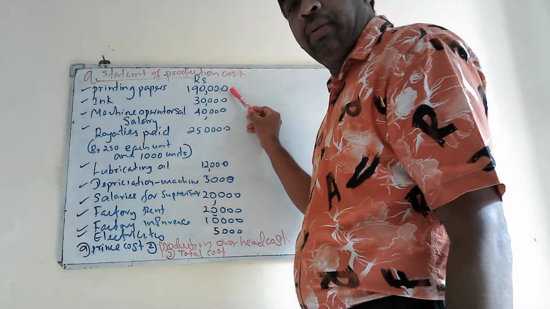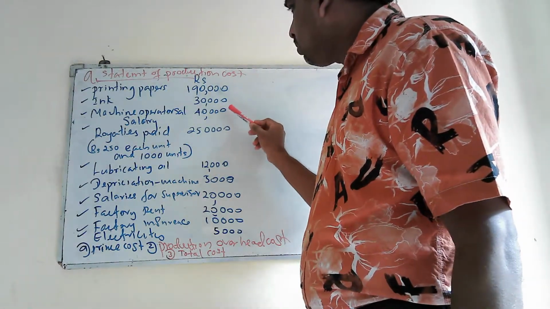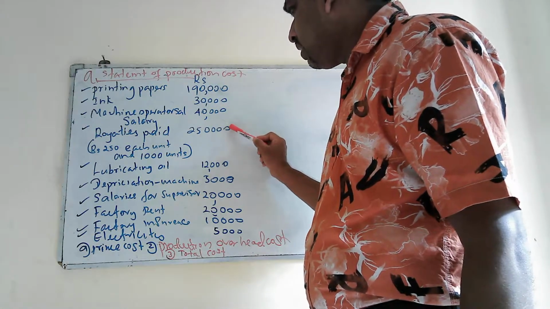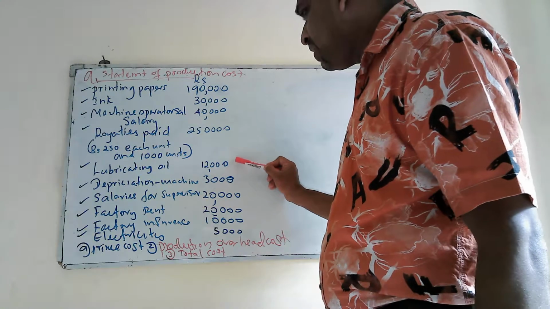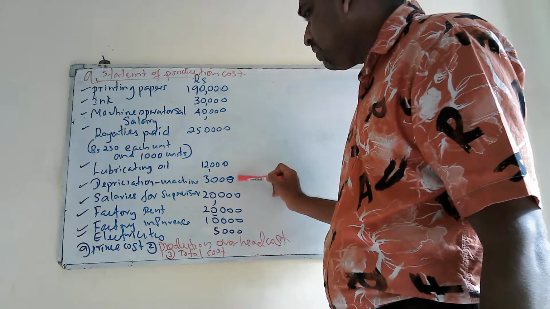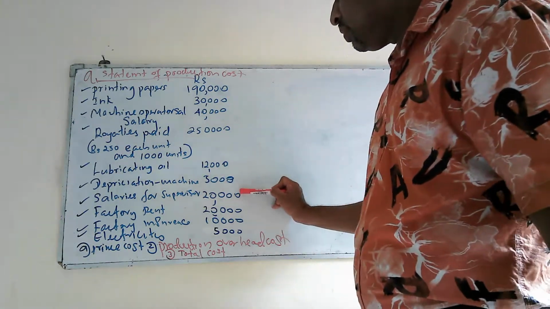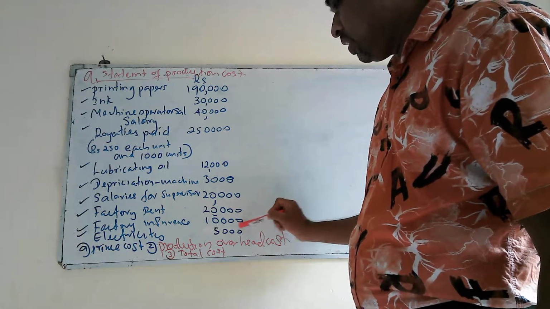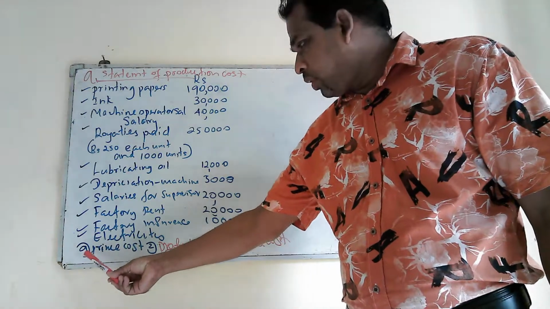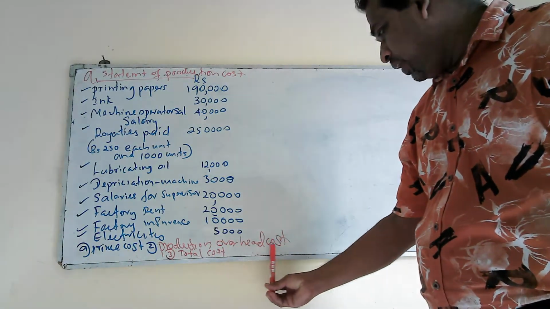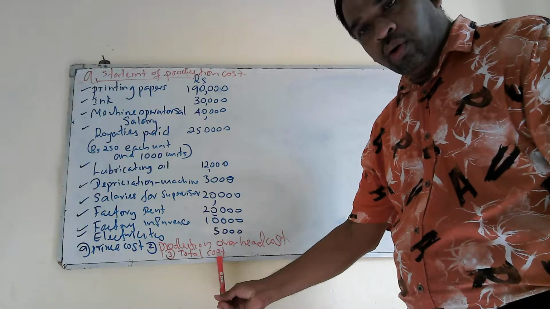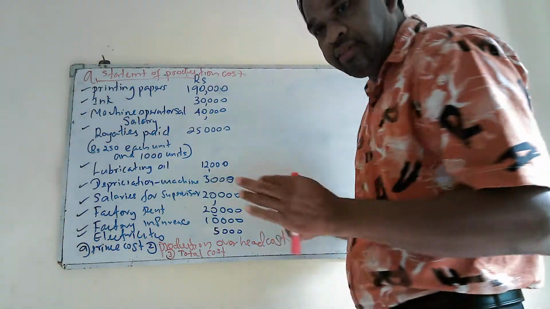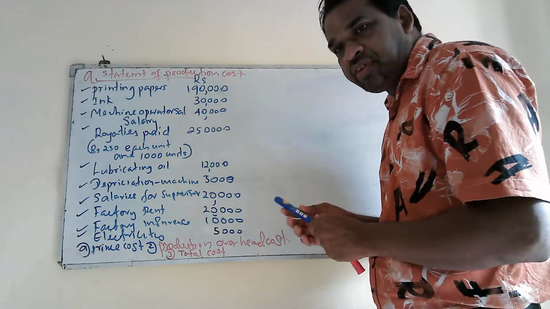printing, you are doing printing: papers, ink, manufacturing salaries, that is machine operator salaries, royalty fee, lubricating oil for machines, depreciation of machines, salaries for supervisors, factory rent, factory insurance, electricity. You are asked to finally calculate prime cost, production overhead cost, and third one, total cost. You have already understood all the concepts available in manufacturing accounts.